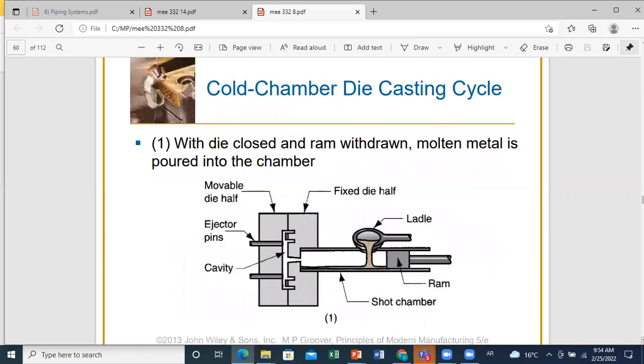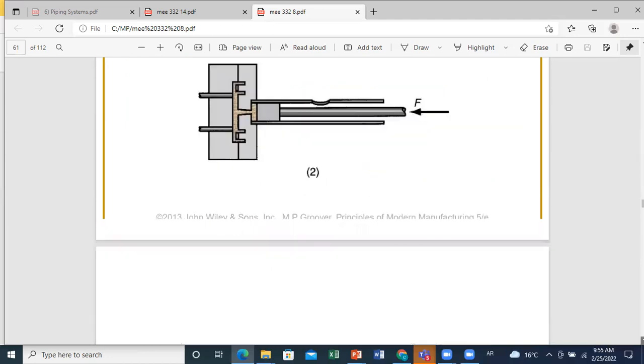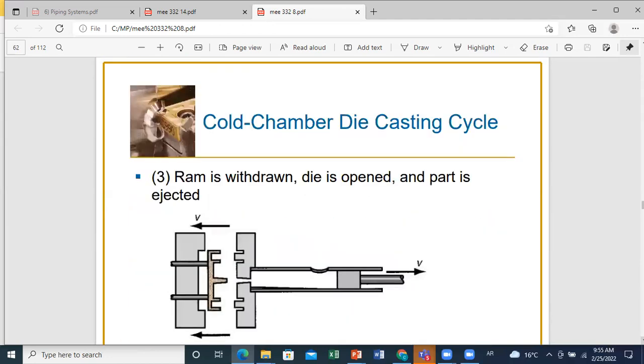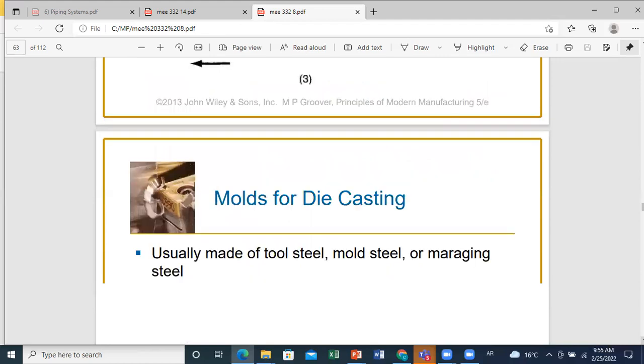Let us see the different details of the cold chamber die casting cycle. With the die closed and ram withdrawn, molten metal is poured into the chamber. After this, the ram will force the metal to flow into the die, maintaining pressure during cooling and solidification. So you have very similar steps, except that here you are required to have the pouring step, while in hot chamber, you don't have to have the pouring step. Now, as the third step, the ram is withdrawn, the die is opened, and the part is ejected.